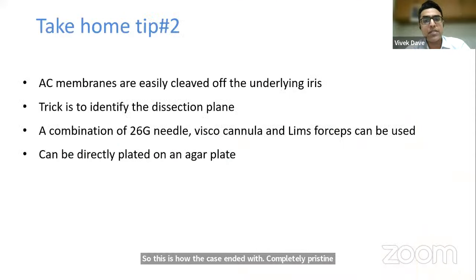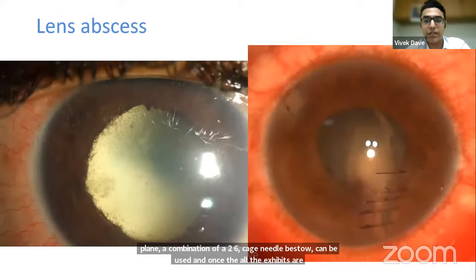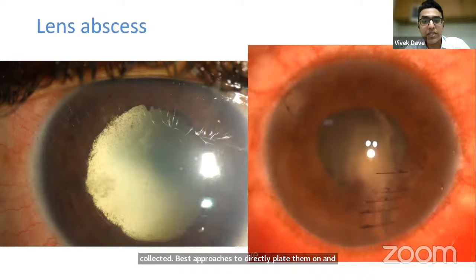Thus, AC membranes are easily cleaved off the underlying iris. The trick is to identify the dissection plane. A combination of a 26 gauge needle, visco cannula, and lens forceps can be used. And once all the exudates are collected, best approach is to directly plate them on an agar plate and send them to microbiology. Third situation is a lens abscess.